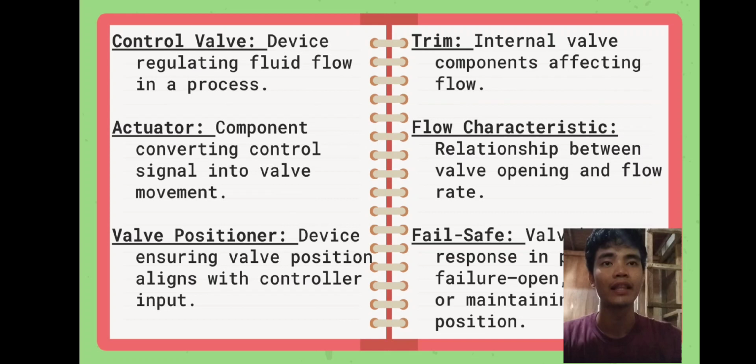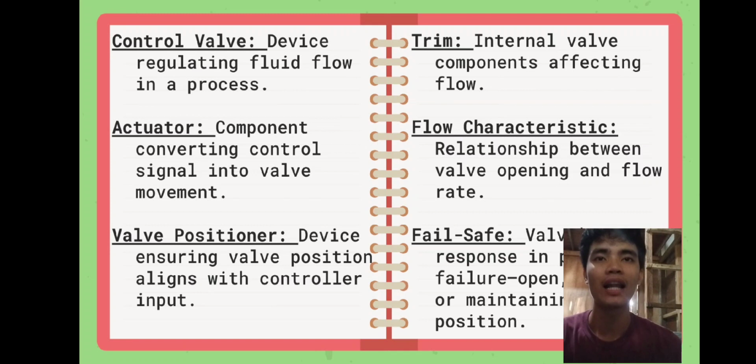Next is the trim. Within the heart of control valves, the trim takes center stage, defining the intricacies of fluid flow regulation, comprising valve internals such as plugs, seats, and other components. The trim shapes the valve performance, influencing its ability to modulate and control the flow with precision. This internal configuration, meticulously designed, dictates the efficiency, responsiveness, and reliability of the valve, making the trim a crucial determinant in the orchestration of fluid dynamics within industrial processes.